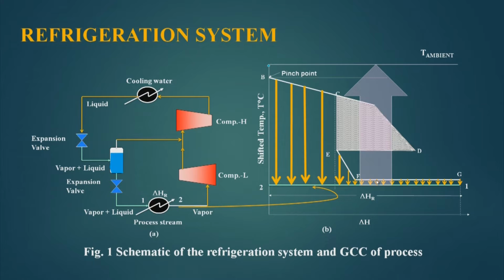If the distance between this and this is less, it will take less energy of compression here. If it is more, it will take more energy for the compression. So, this is how a refrigeration system is integrated with a GCC system, and this refrigeration system provides the required cooling of the GCC system.